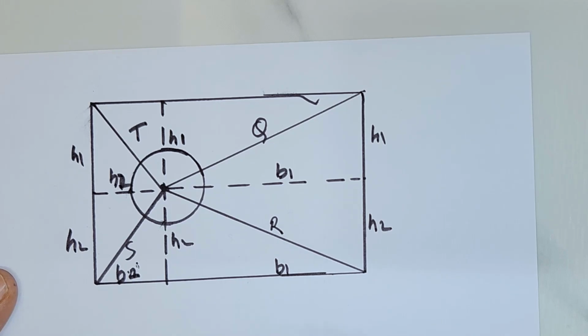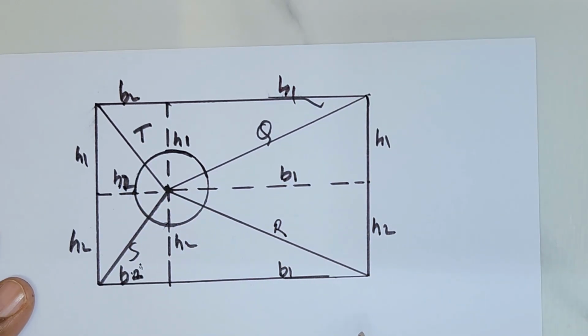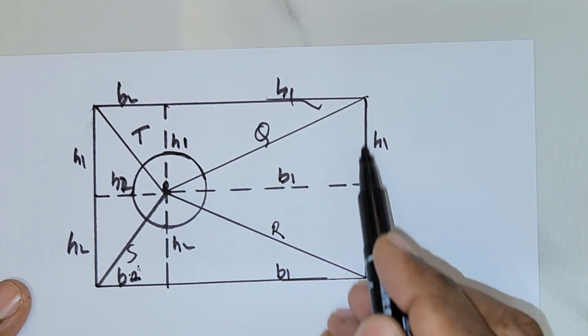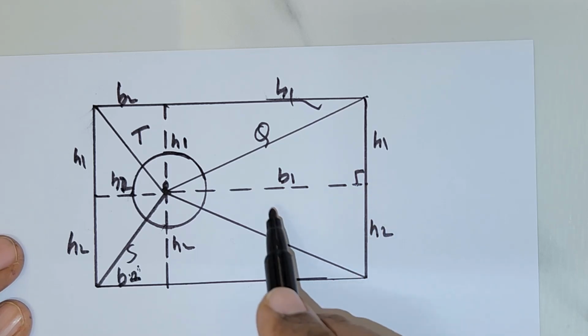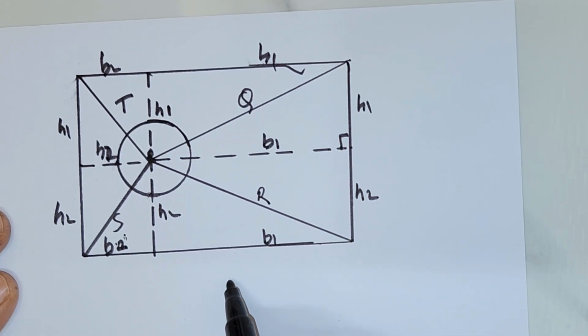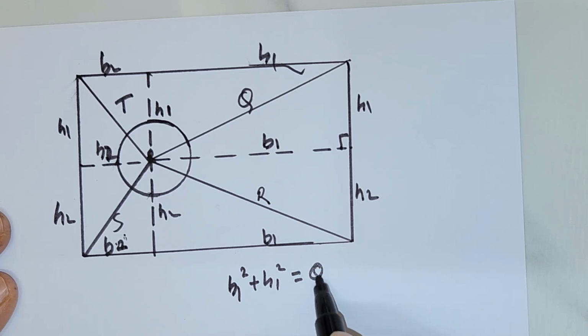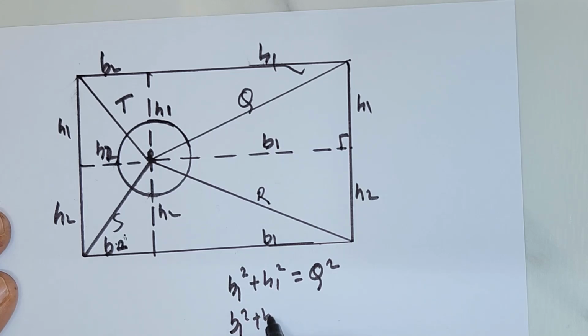Okay, so much for the base. Of course you can also have this as b2 and this one as b1. Now what we are going to do is consider this triangle. This is 90 degrees. So from this triangle, what do we have here? We got b1 squared plus h1 squared is equal to q squared. From this triangle we got b1 squared plus h2 squared is equal to r squared.